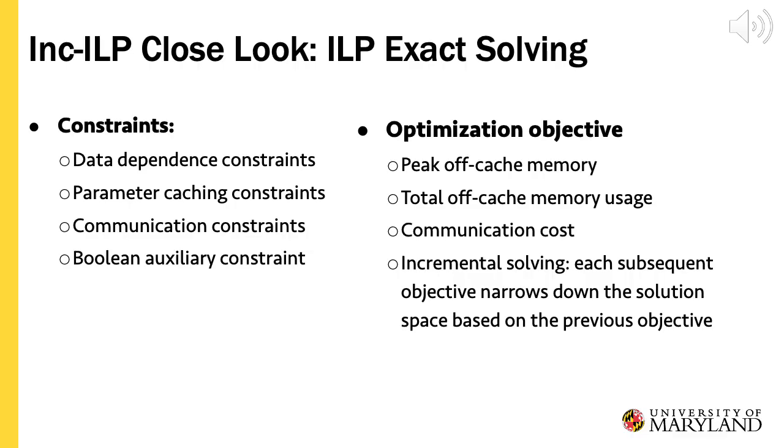The last phase is the exact solving. We use integer linear programming for refinement. It contains several constraints like the data dependence constraint, parameter caching constraint, and the communication constraint. Besides, we also introduce some auxiliary constraints to represent the Boolean representation. For objectives, it contains the peak of cache memory, total cache memory among all of the stages, and the communication cost. The different objectives are solved incrementally, which means each of the subsequent objectives narrows down the solution space based on the previous objective.